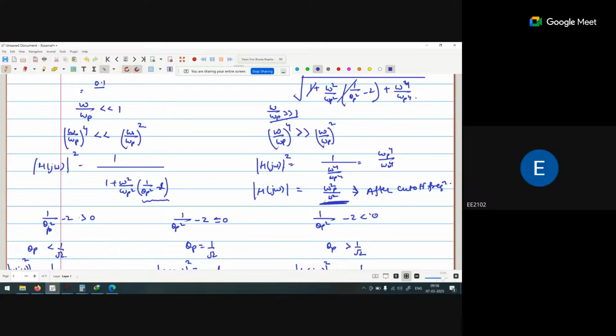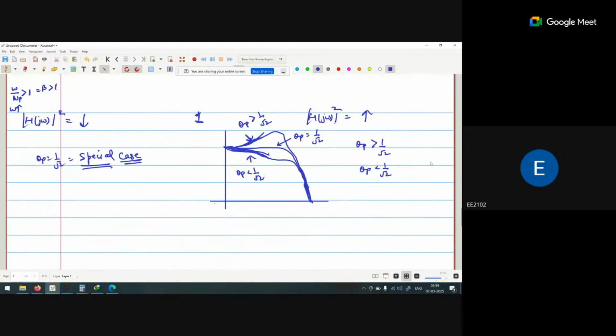Okay, clear? Yes, sir. So all the effects, whether an increasing behavior or a decreasing behavior, happen before omega is equal to omega p. And when omega is equal to omega p, or omega upon omega p is equal to 1, this is called the cutoff frequency, where the response will be 1 upon root 2 for all the graphs.